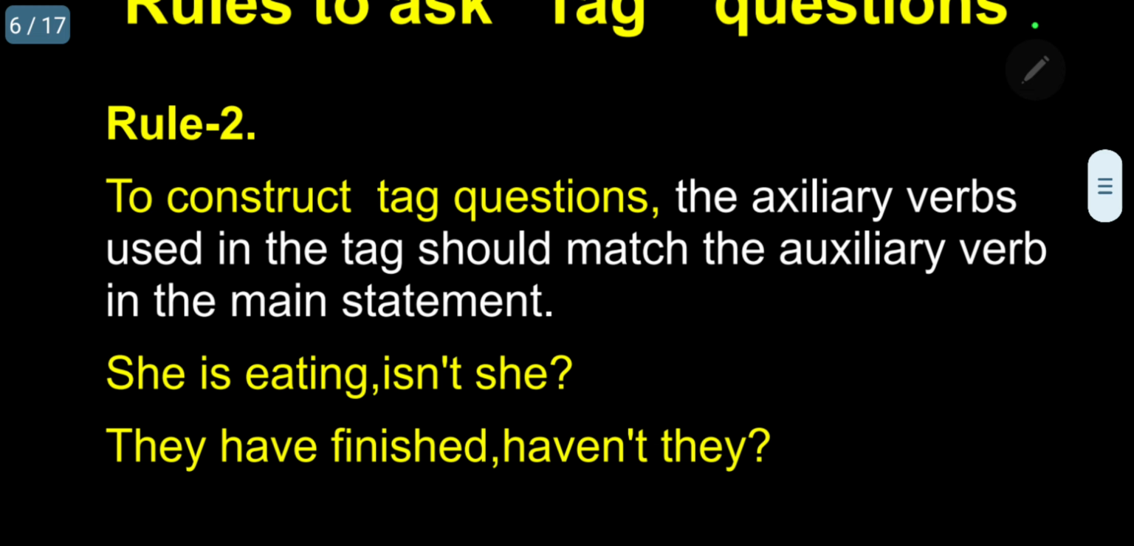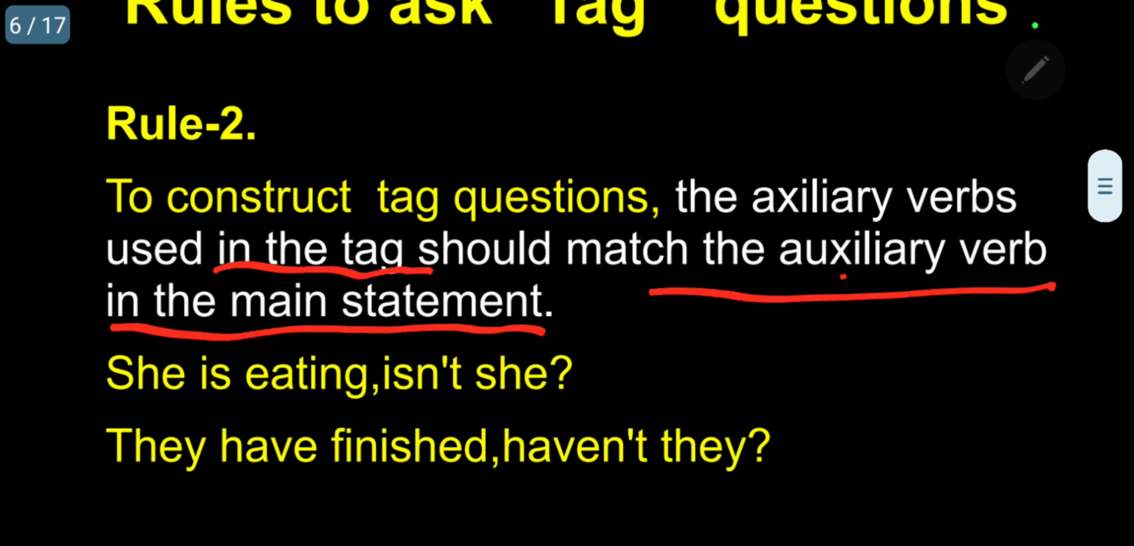To construct tag questions, the auxiliary verb used in the tag should match the auxiliary verb in the main statement. Kindly follow. A statement will come first, then the tag question second. A simple example: She is eating. Now I am asking the negative tag, kindly follow: Isn't she?